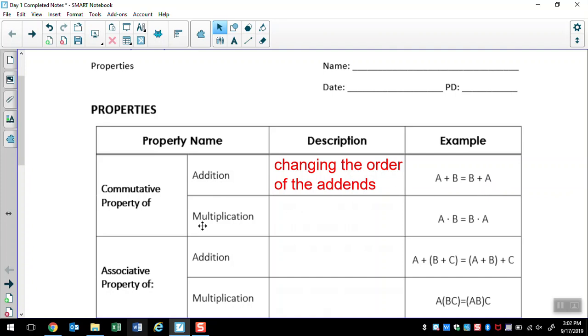When we're talking about the commutative property of multiplication, it's still changing order. It's just now we use that word factors. So A times B is the same as B times A.